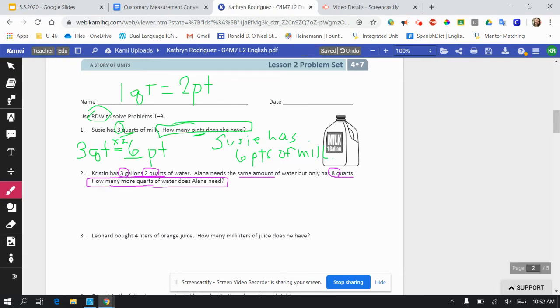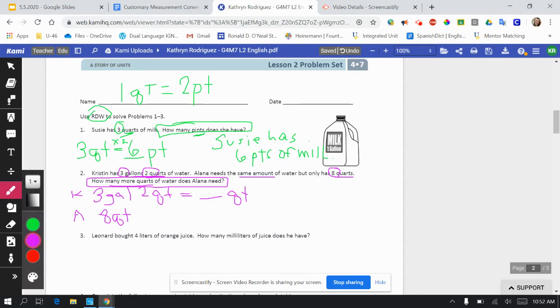So this is actually a 2-step problem. First, I'm going to find out how many quarts each person has. Here, Elena has 8 quarts, and Kristen has 3 gallons plus 2 more quarts. So I'm just going to change that over to quarts so that for step 2, I can compare the 2 amounts.